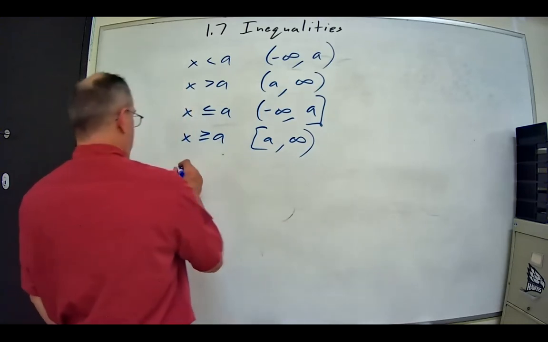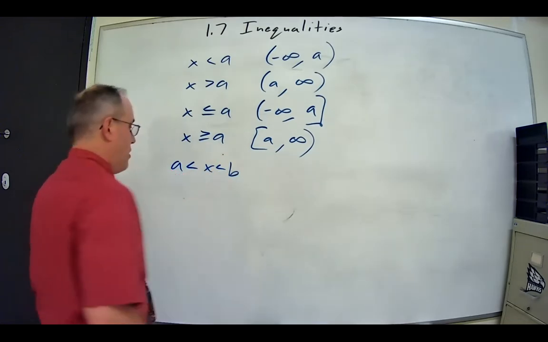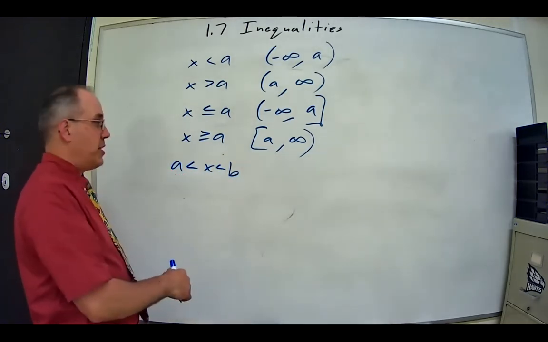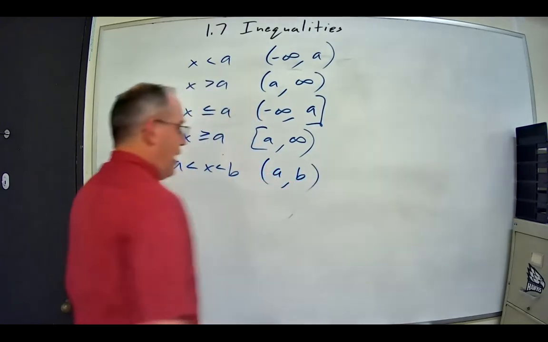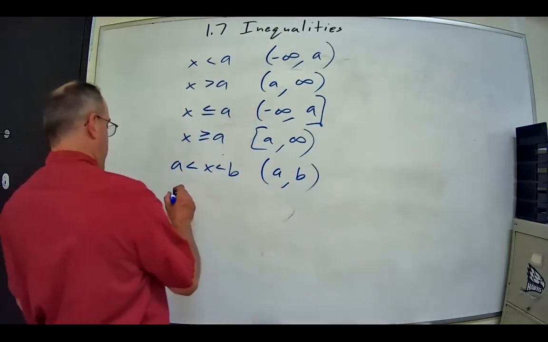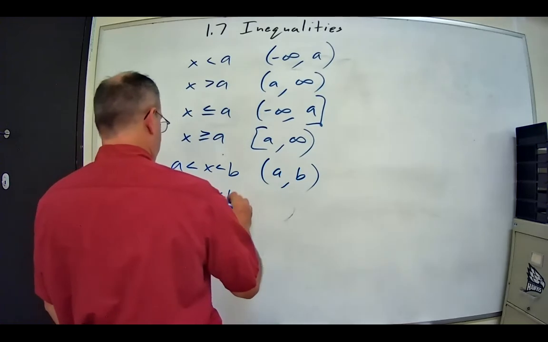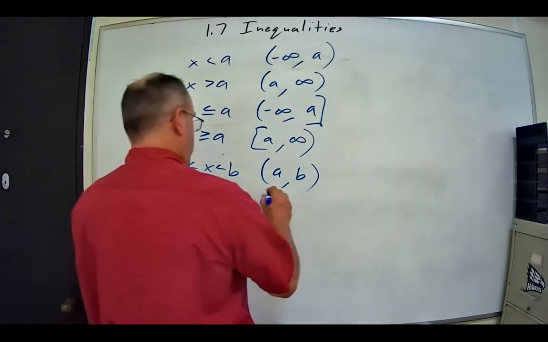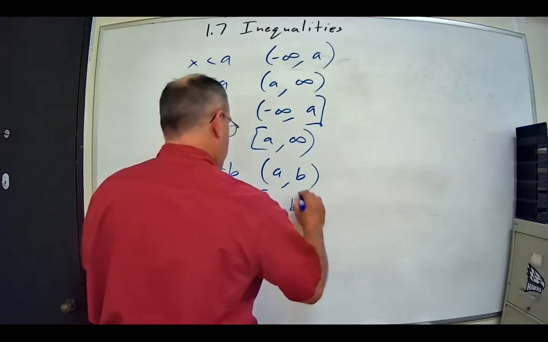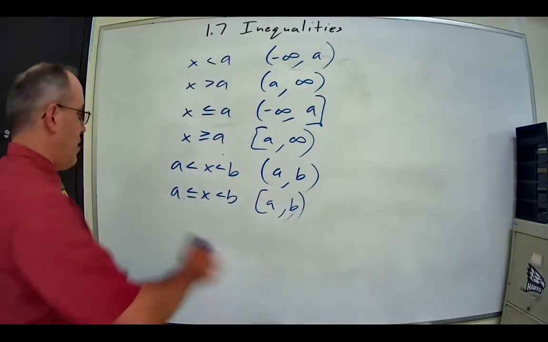So we may have a less than x less than b. Both of those are strict inequalities. So that's the interval from a to b exclusive. a less than or equal to x less than b. Well, now we see that it does include a, but it does not include b. So the interval from a to b.